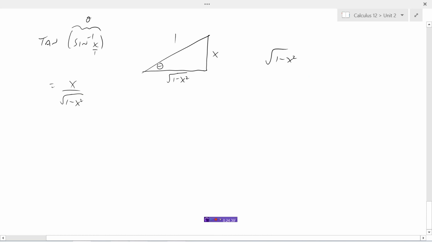So there's just some of the things that we can do with inverse trig functions and some of the identities and properties of inverse trig functions.